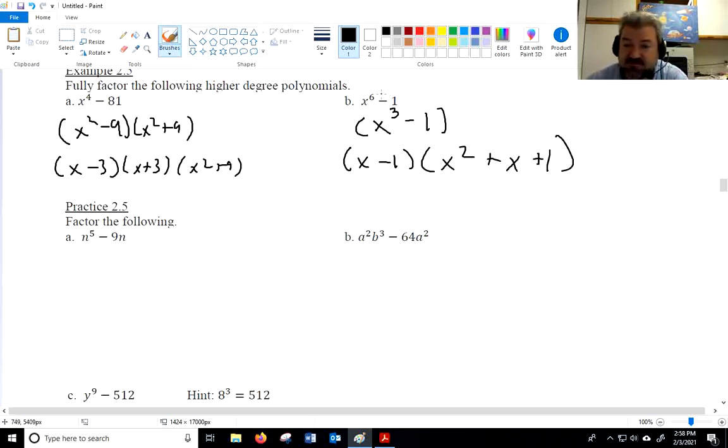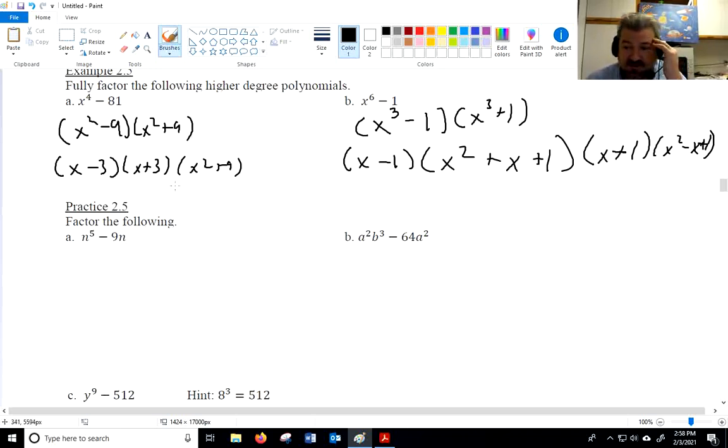Oh, you know what, though? We did x cubed minus 1. I forgot this is also x cubed plus 1. So I get another factor of x plus 1, and then another x squared, this time minus x plus 1. Pretty complex kind of situation there.